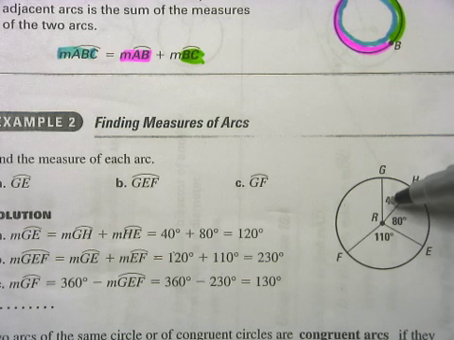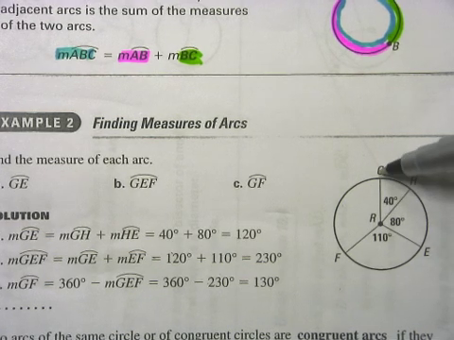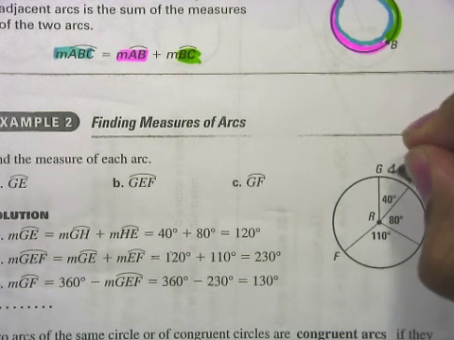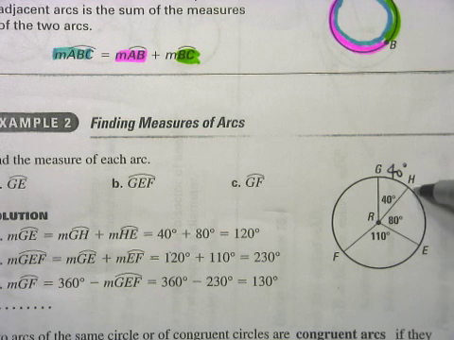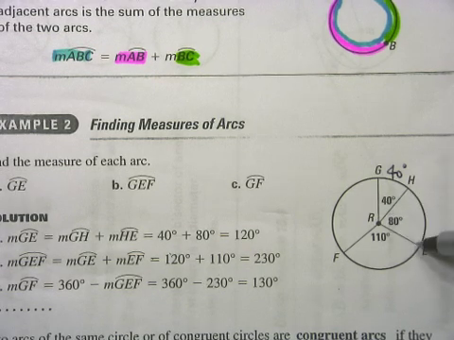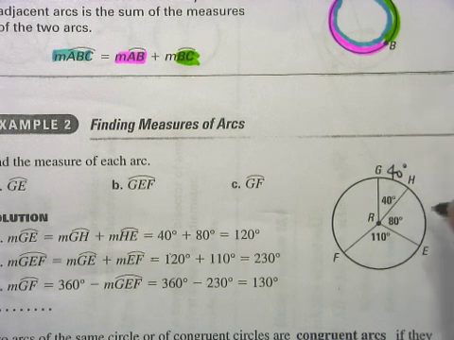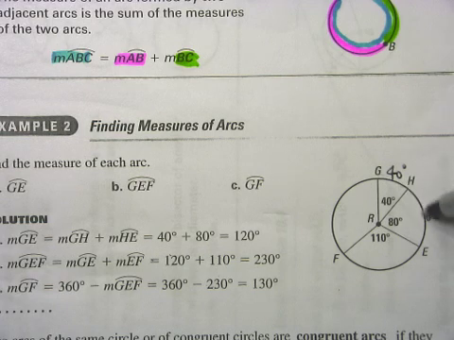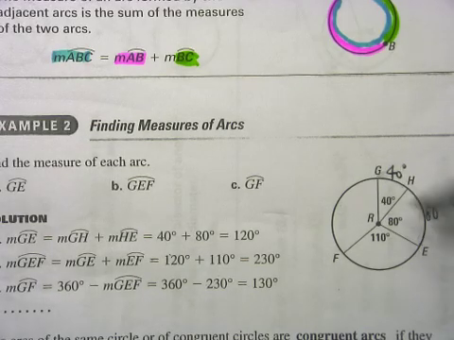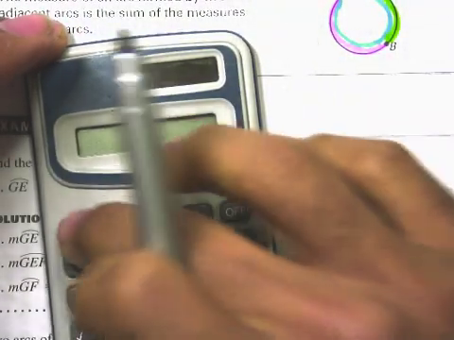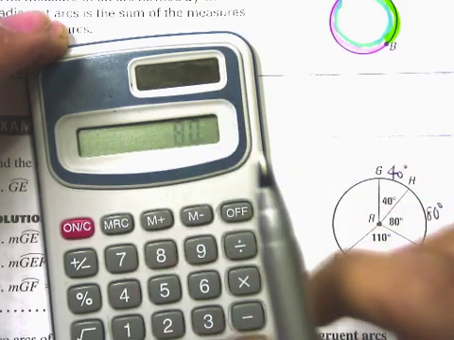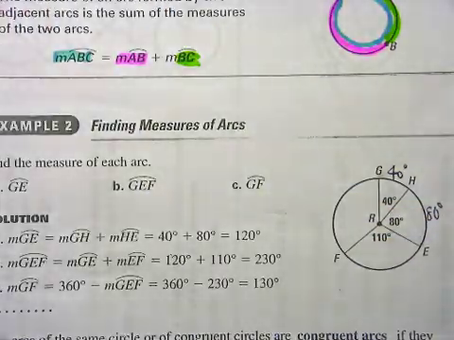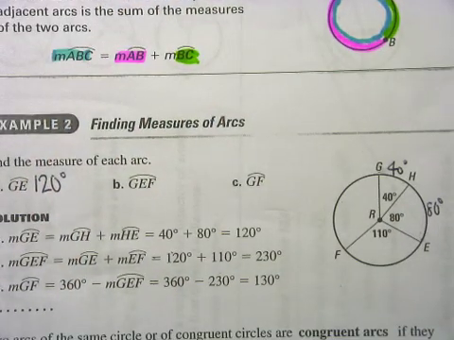arc GE. Well, if you notice, my central angle here is 40 degrees, which means that arc GH is also going to be 40 degrees. If you notice here, this central angle is 80 degrees, which means that arc HE is also going to be 80 degrees. So if I add 40 plus 80 from G to E, I'll know exactly how big arc GE is. Let's add 40 plus 80. And that gives us 120 degrees. So arc GE is 120 degrees.